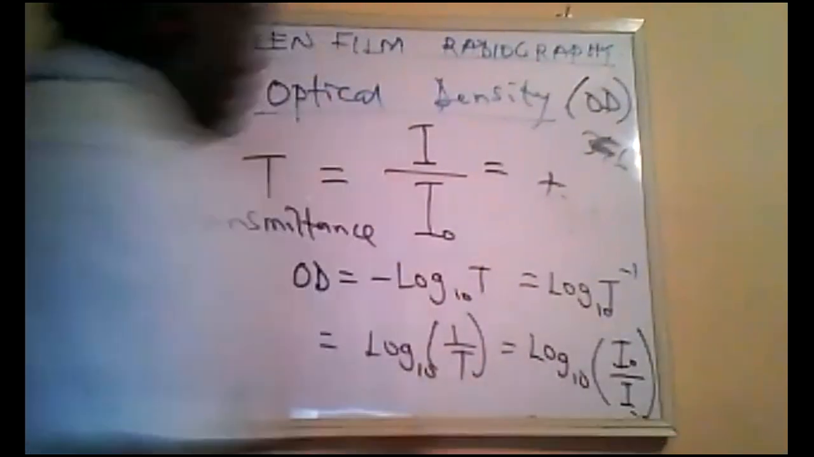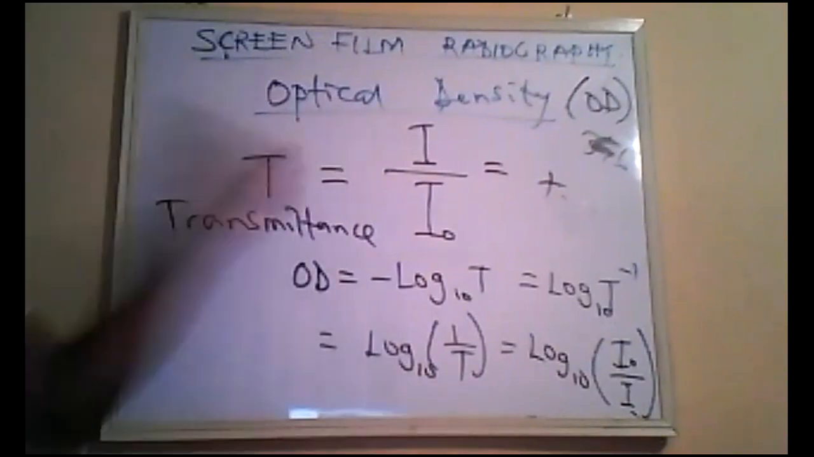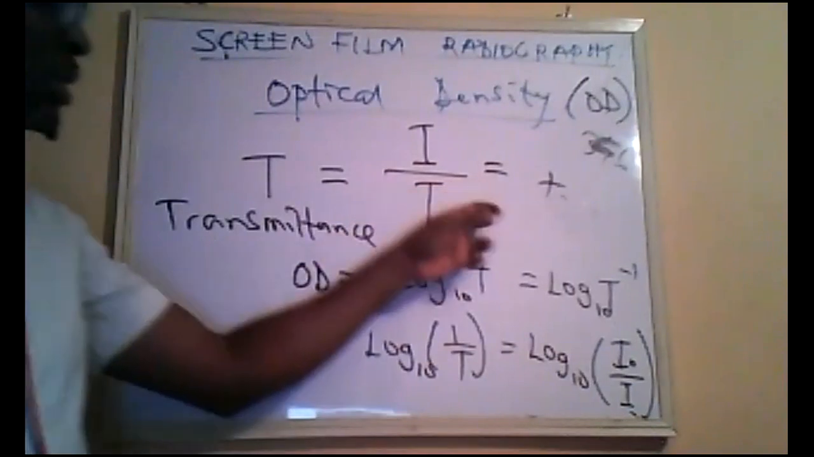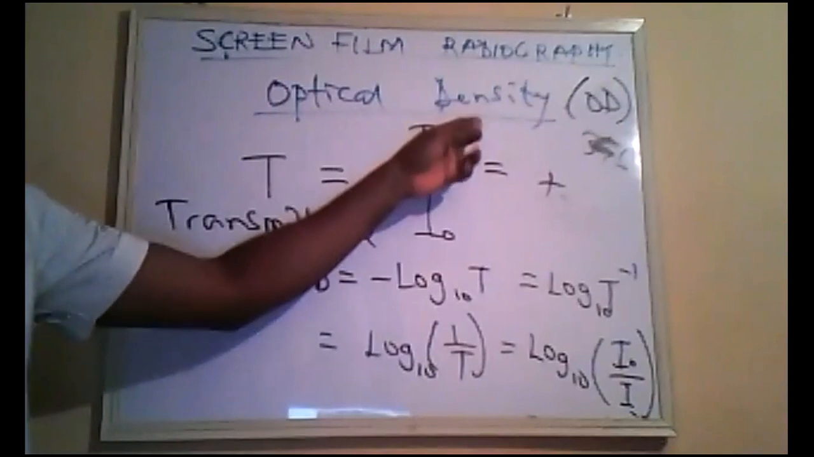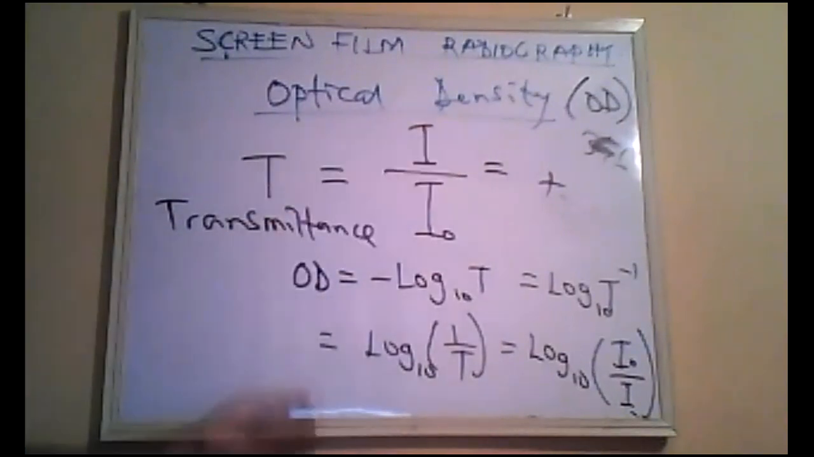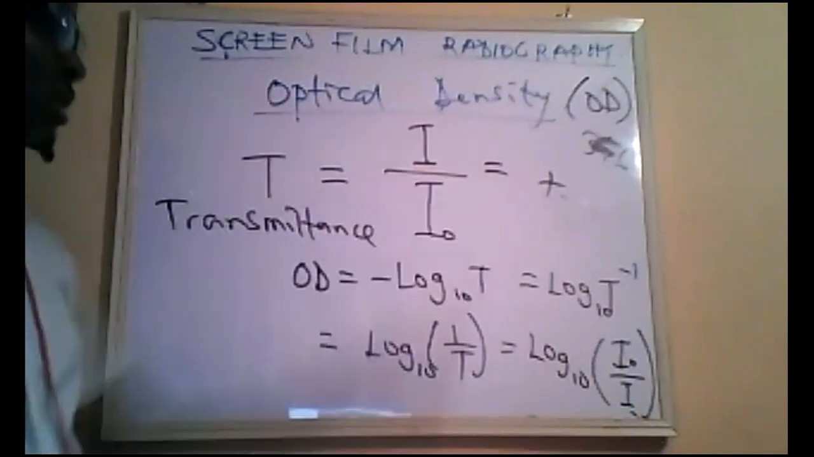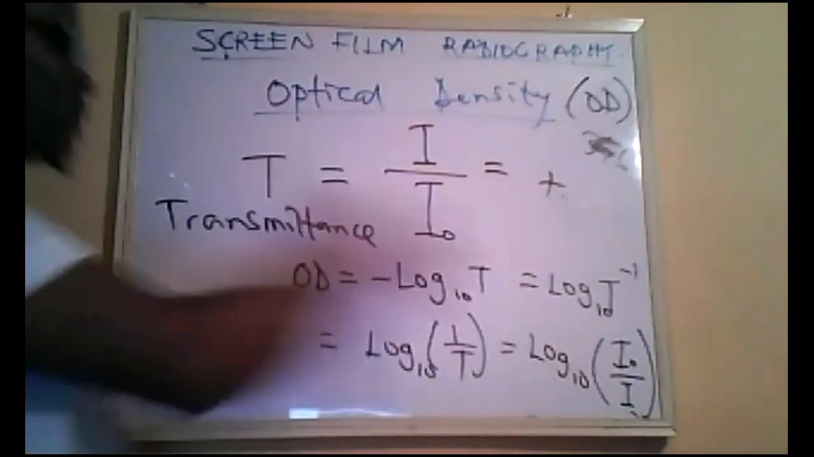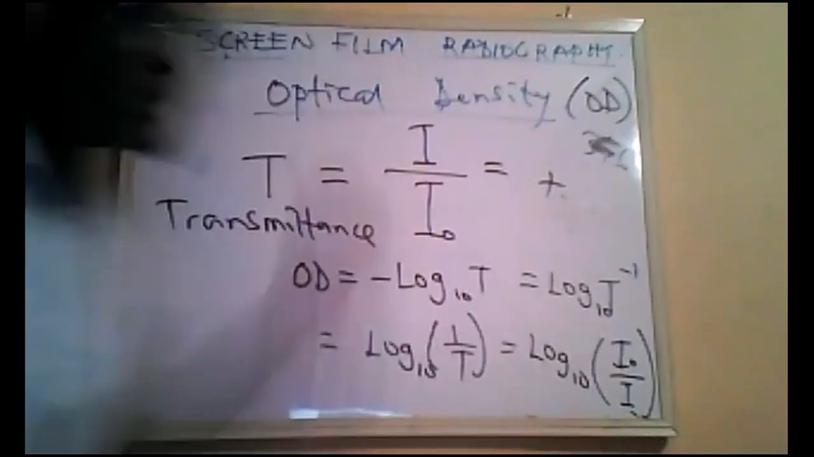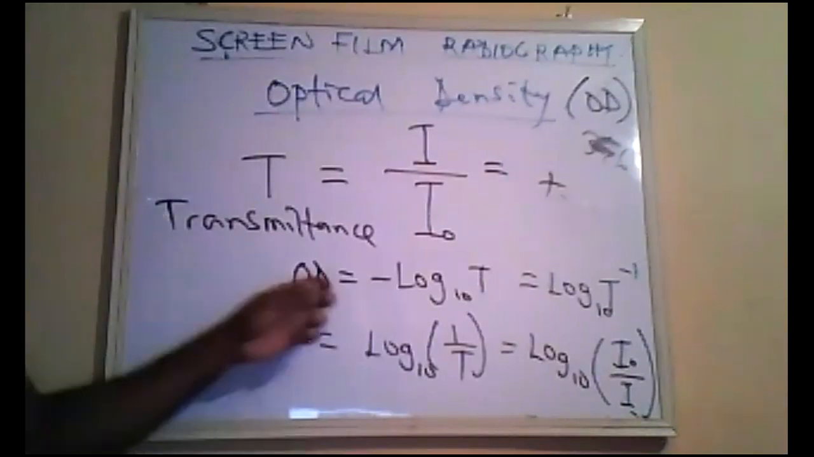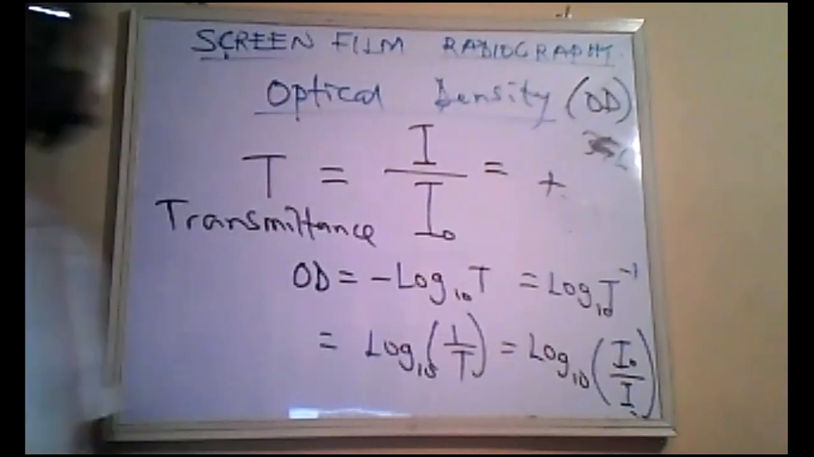So if you have the value of the transmittance, at times you might not be given the transmittance, but you'll be given the light intensity without film and the light intensity with film, and you simply get the inverse of this. After getting the transmittance, you get the inverse of the transmittance, and you now find the negative logarithm of it. Well, this is just the mathematics of it. So optical density is calculated using this in a densitometer.